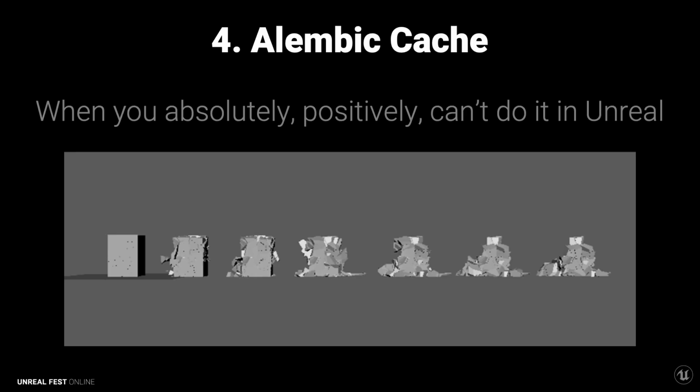The fourth way is an Alembic cache. When you absolutely, positively cannot do it in Unreal, you can use an Alembic cache to bring in your animated data. It's not my favorite, but some things just can't be done in Unreal yet. Characters that might need lattice deformations or are destructible in some fashion might need to be done in another package. But it doesn't mean you can't use Unreal. It just means it's only used for being lit, textured and rendered in Unreal.